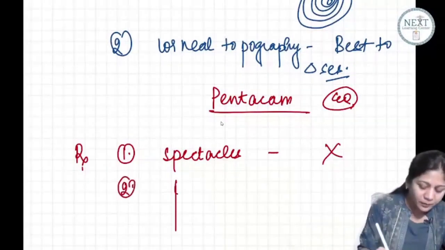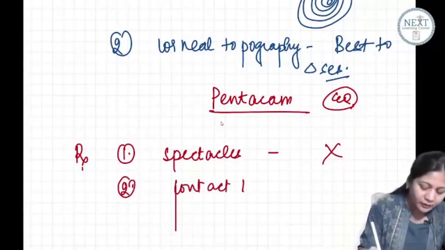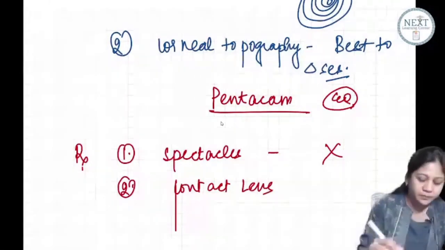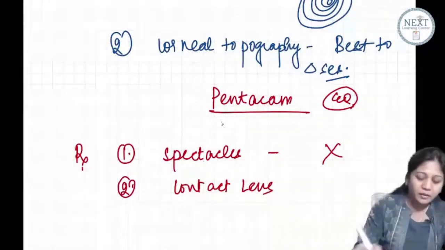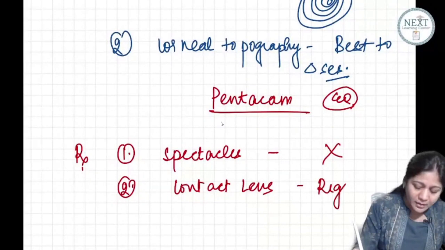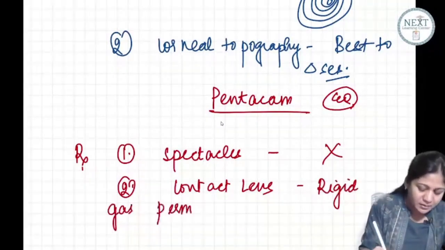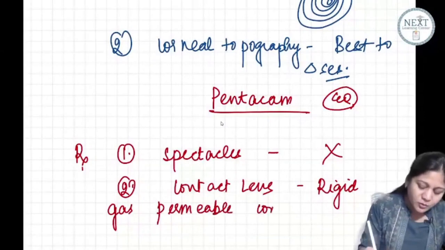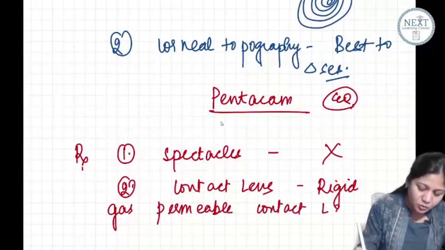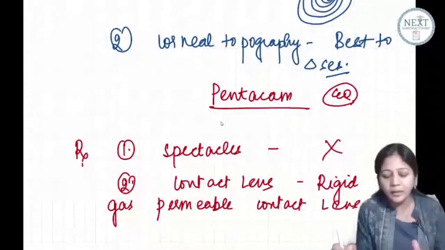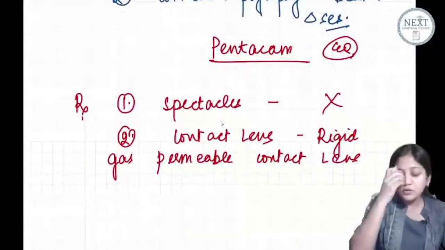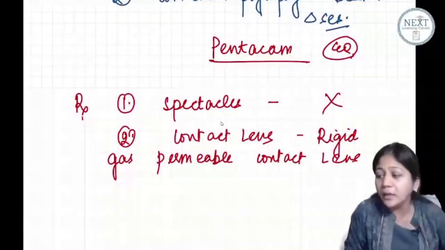So another thing is that you can give contact lenses in these patients. These contact lenses are different. These contact lenses are called rigid gas permeable contact lenses, RGP lenses. ठीक है, ये जो कॉन्टैक्ट लेंस होते हैं बेटा, ये थोड़े अलग तरीके के लेंस होते हैं. जो हम रोजाना पहनते हैं ये वो नहीं होते.